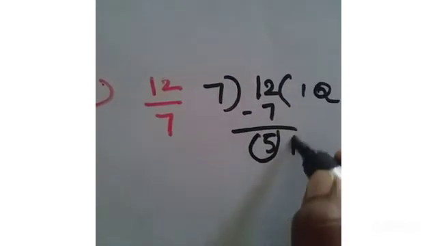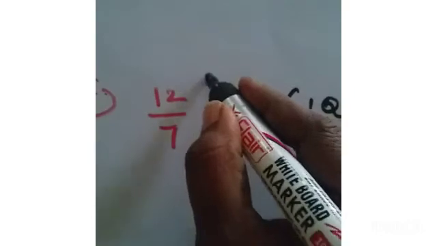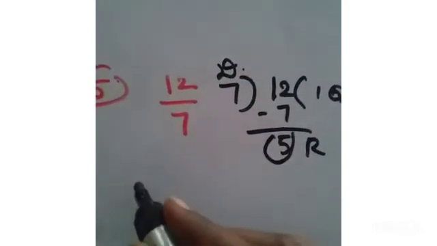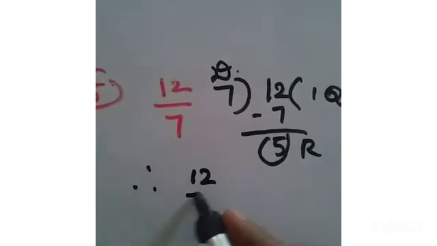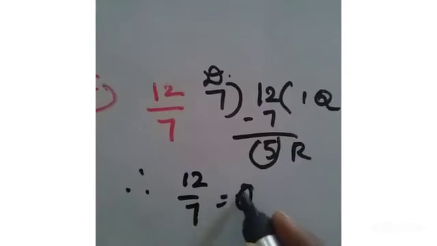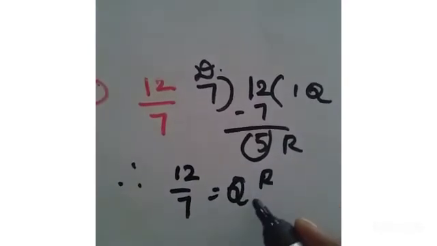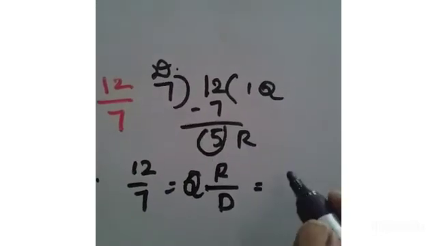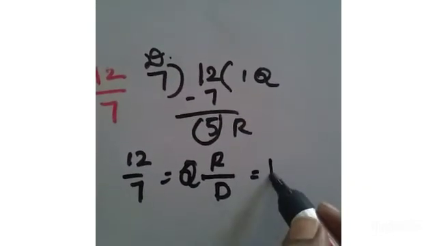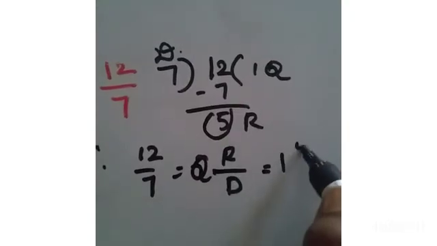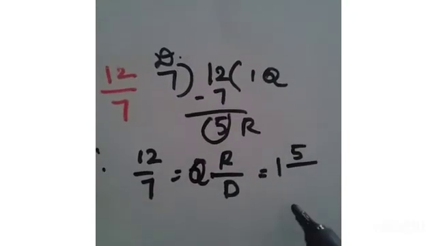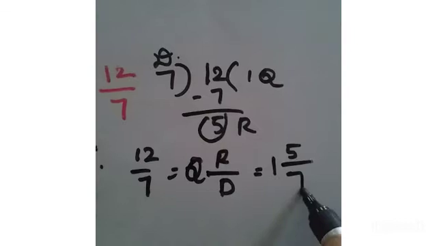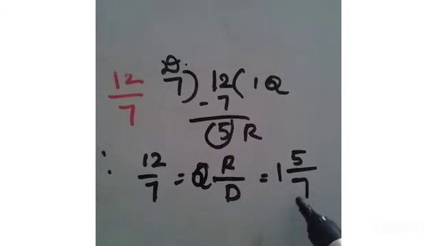Quotient, remainder, divisor. Therefore, 12 by 7 is equal to Q R by D. Okay, let's write: Q is the mixed number, R is the numerator, D is the divisor, the denominator. 1 5 by 7.